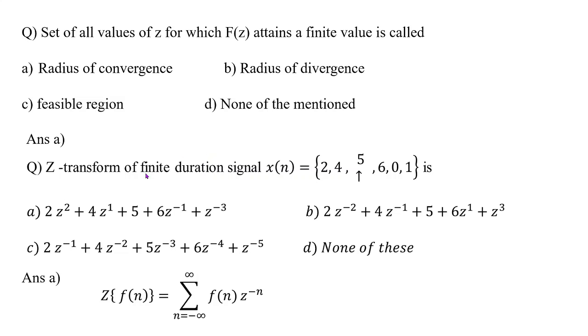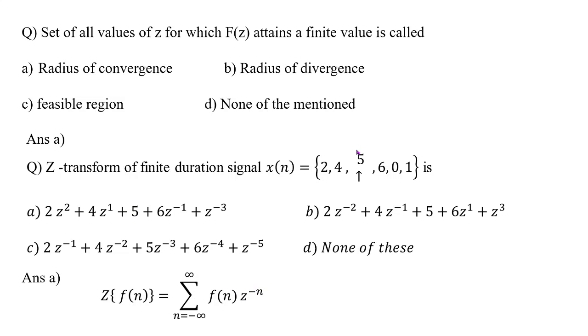Then z transform of finite duration signal. Here a sequence is given where this notation indicates that this is the signal at 0th position, that is when n is equal to 0. So we have to find out the z transform of this sequence. How to get this? This is for n equal to 0. So obviously 5 into, according to z transform, f of n is 5, z to the power 0, that is 5 into z to the power 0 is 1.